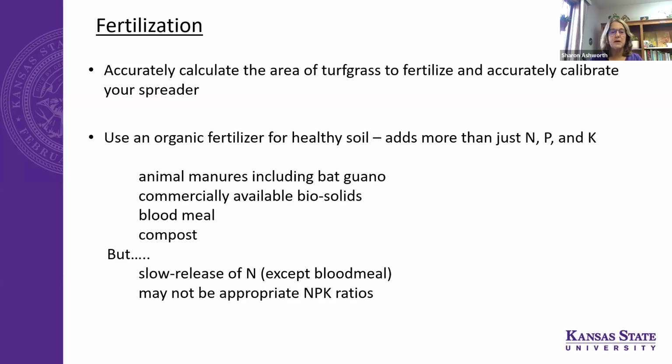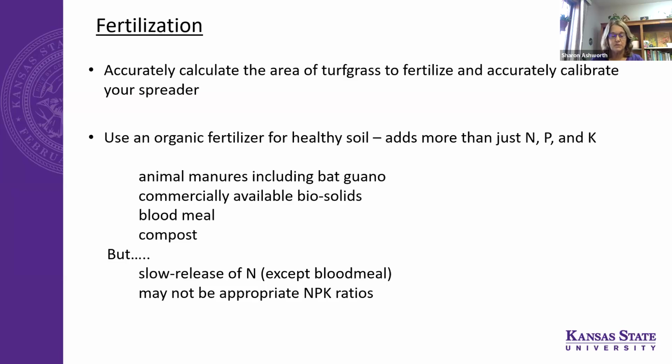You want to reduce the amount of fertilizer that you're using on your turfgrass lawn. So right away, one of the things you should do is accurately calculate the area of turfgrass to fertilize and accurately calibrate your spreader. That way you're going to target the area you need and how much you need. That's going to save you money, and it's going to save you from excessive fertilization.